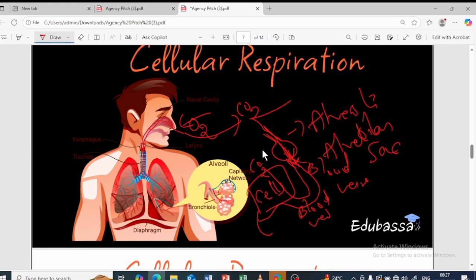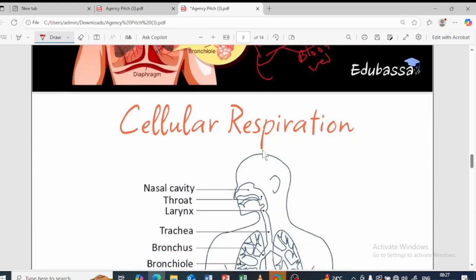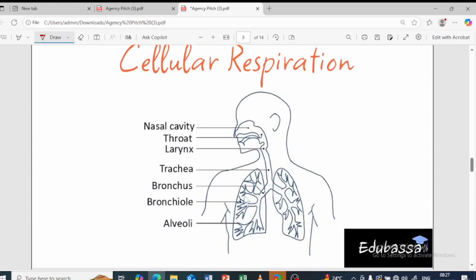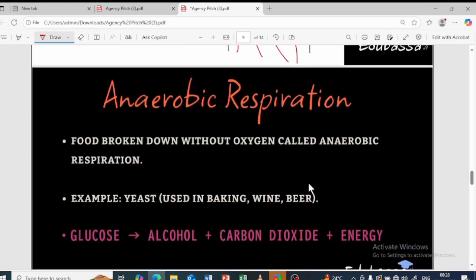Yes. So you might have seen, this is the bronchioles, and the alveolar sac is present over here. It is connected to the blood vessels, and from that to the different cells of the body. It enters from here like this, and for the different parts of the body it will enter like this. Okay, clear? Yes. Next is anaerobic respiration.